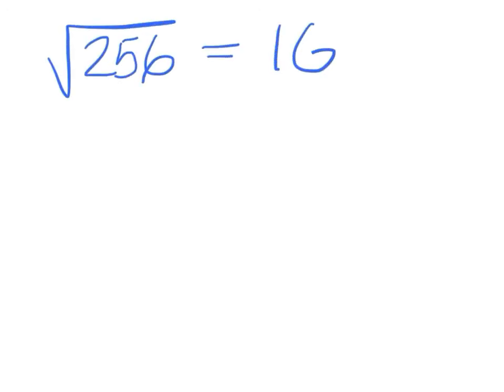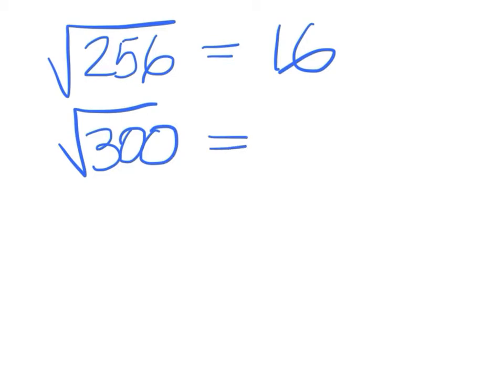If you don't know if 256 is a perfect square, take the square root and find that the square root is 16. That means it's a perfect square. If you don't know that 300 isn't a perfect square, then take the square root of it and find out that it comes out to be about 17 point something. So that means it's not a perfect square.